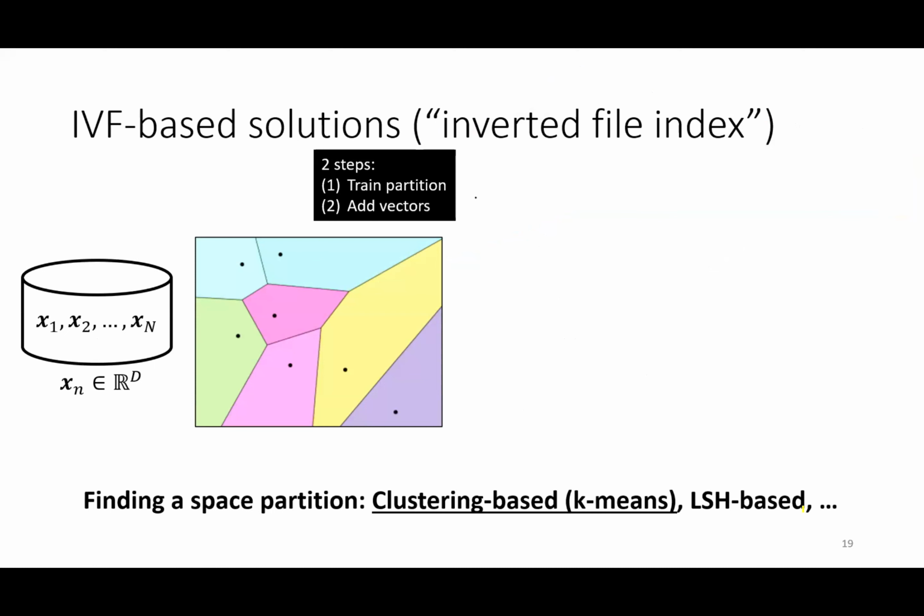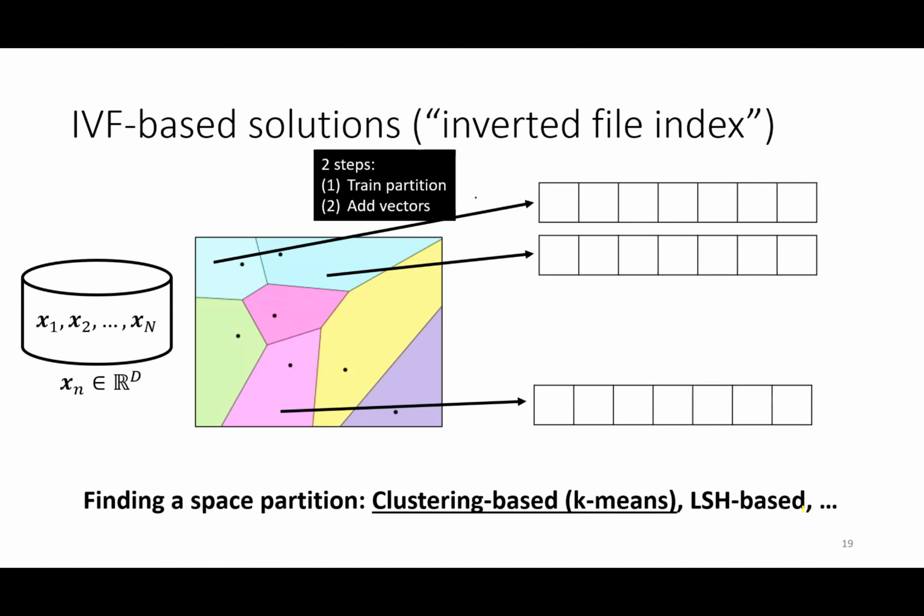You have your billion points over here, and it goes in 2 steps. First, you train a partition, either on these billion vectors or on a smaller subset. Finding a space partition, it's usually cluster-based. You could also use locality-sensitive hashing for this, but clustering-based is empirically the better choice. So you run k-means with k set to a certain value that we can discuss in a bit. Out come k centroids.